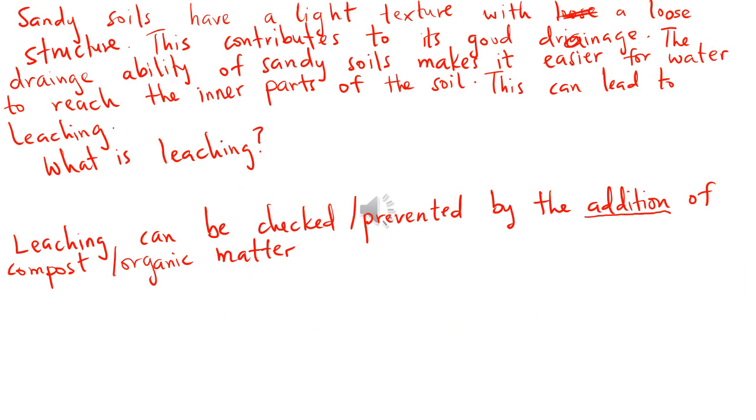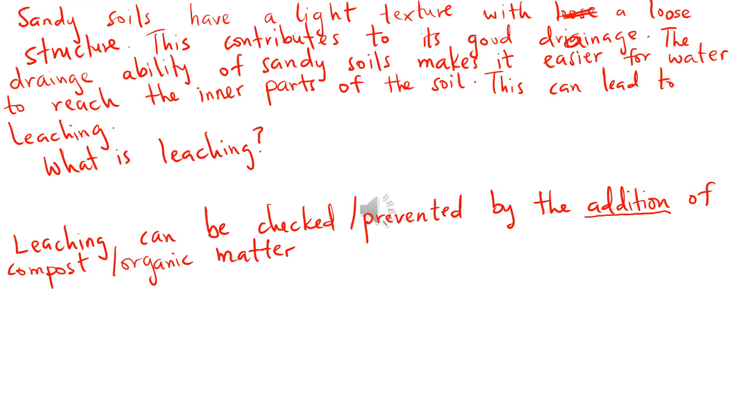So sandy soils have a light texture with a loose structure. We have already established that. We also said it has good drainage, meaning that it has a poor water holding ability. Now, it is this property of sandy soils that causes leaching. And someone will ask, what is leaching?